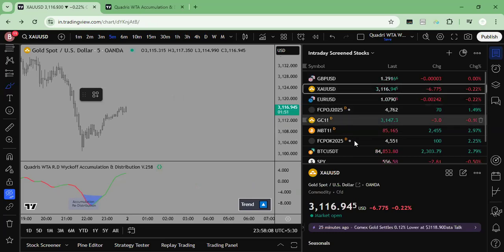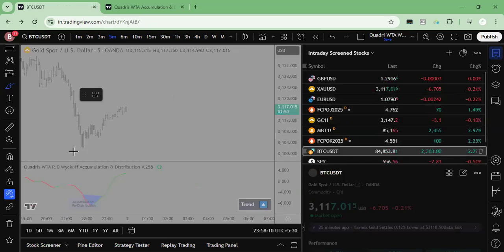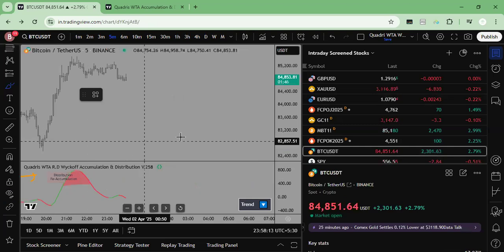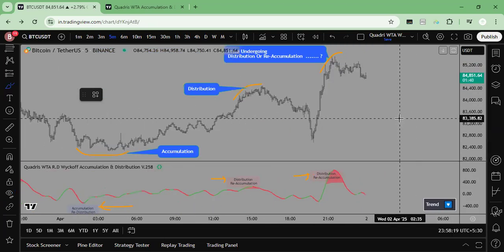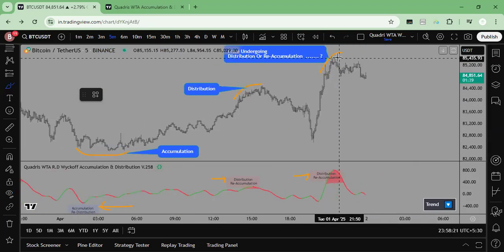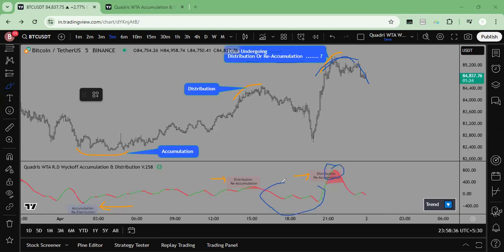If we look at BTCUSDT, this is what my analysis was. For example, I shared this chart when it was trading over here at this particular point. I clearly mentioned price undergoing distribution or reaccumulation. See, it started plummeting downwards. This is a distribution. What happens after this ribbon is a different wave kind of thing. But at this particular point, we should pay attention to distribution and accumulation.